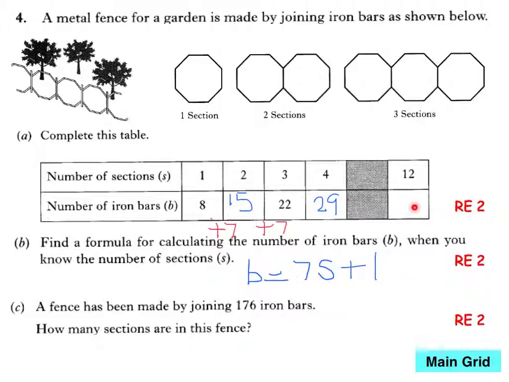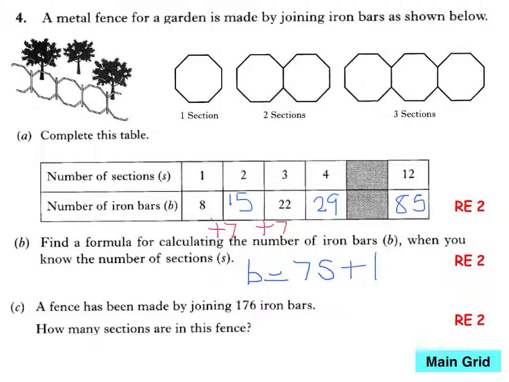Now I can use this to fill out the missing box. 7 times 12, 84, plus 1 is 85. And finally I'm asked, a fence has been made by joining 176 iron bars. How many sections are in the fence?